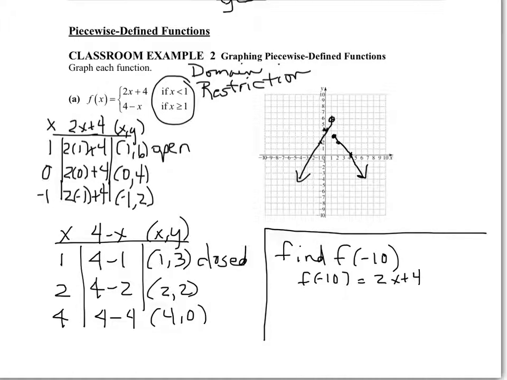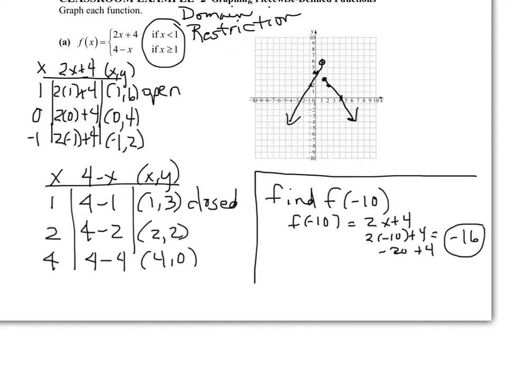And I do not plug it into both. If you give me two answers on a question like this, you will have it wrong. You only plug into the one equation that fits the domain restriction. So 2 times negative 10 plus 4: 2 times negative 10 is negative 20, and negative 20 plus 4 would give you negative 16. So f of negative 10 would be negative 16.